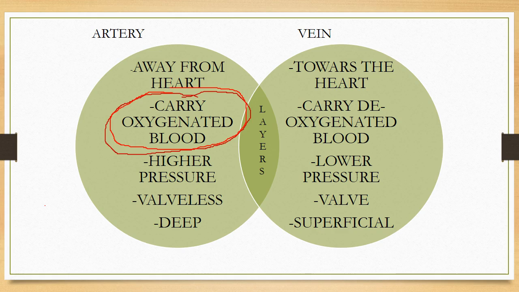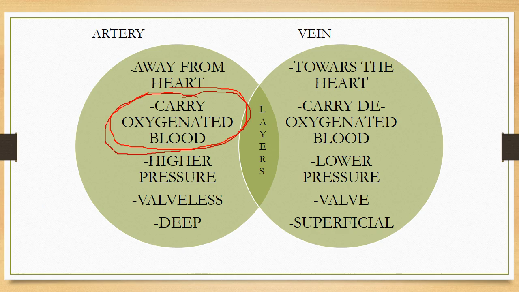And why do we need oxygen? Because we need to make energy. We cannot live without oxygen because we need it to make ATP, which is energy. In order to live, we need oxygen, and that oxygen is being carried by red blood cells traveling within arteries.